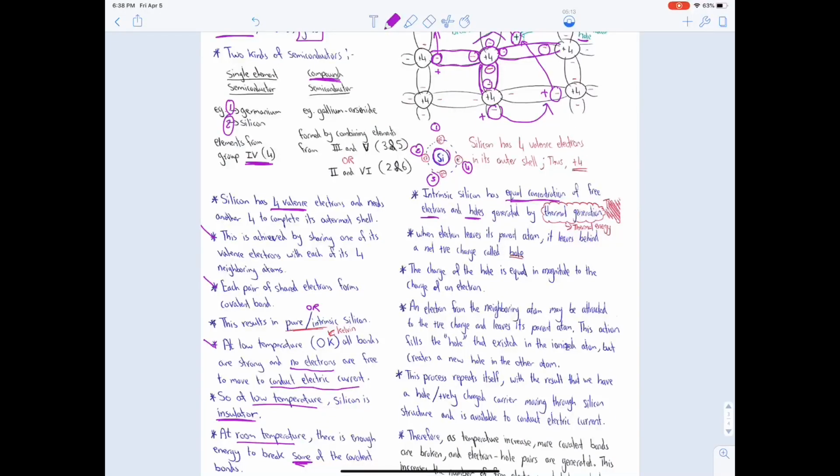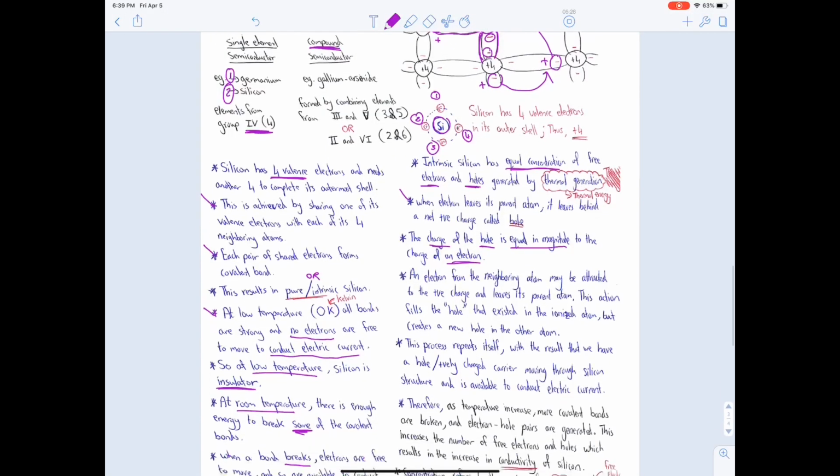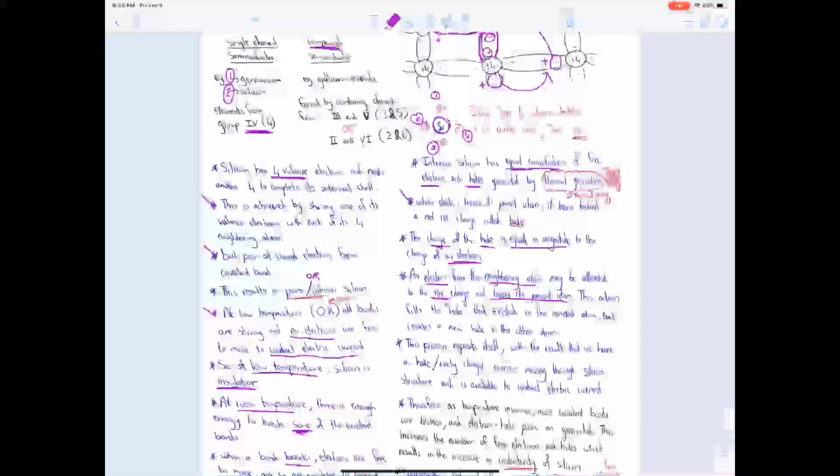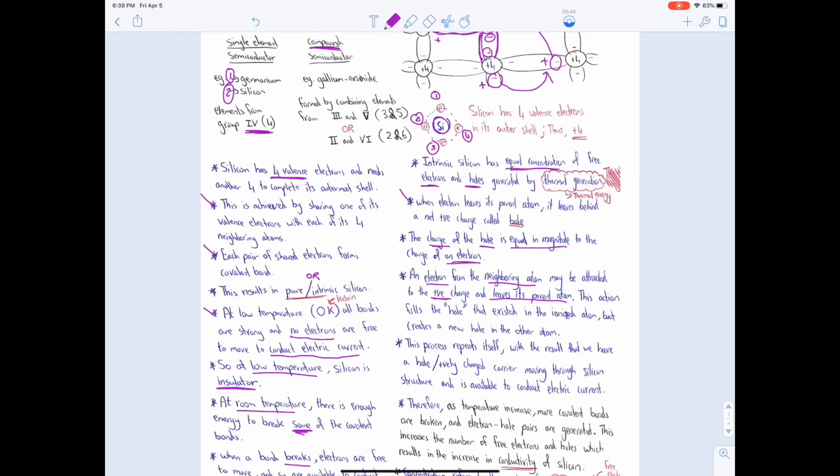It's discussed in here. See, let's see. When an electron leaves its parent atom, it leaves behind a net positive charge called a hole. I just explained this. The charge of the hole is equal in magnitude to the electron. Now, an electron from the neighboring atom may be attracted by the positive charge and leave its parent atom. This action fills the hole that existed in the ionized atom, but creates a new hole in the other atom.